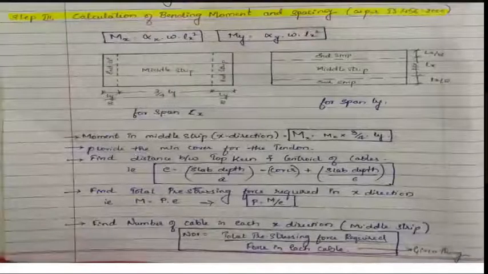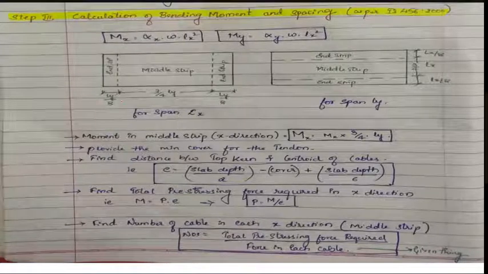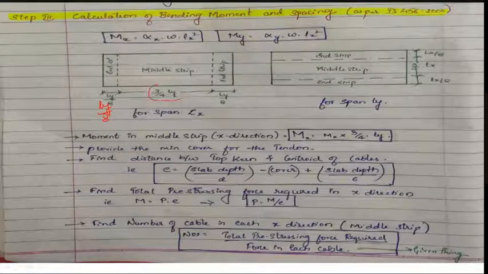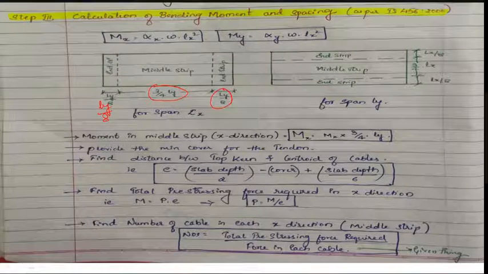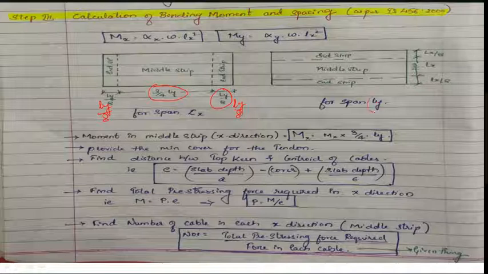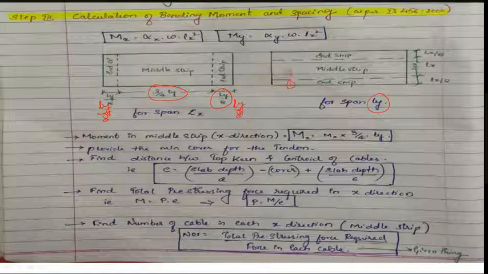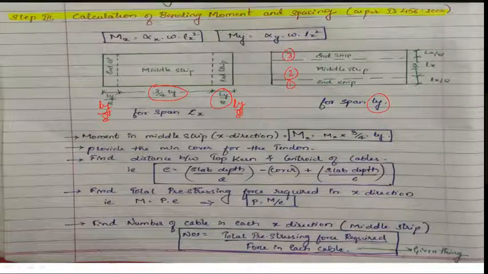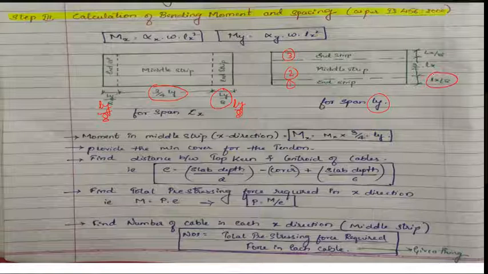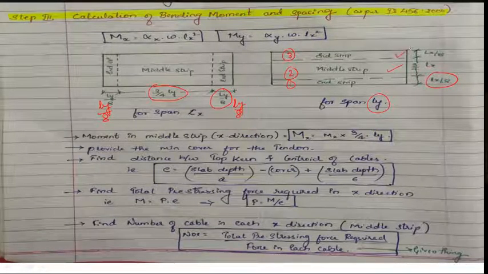For the shorter span, the end strip width is given by Ly by 8. For the middle strip it is given by 3/4 of Ly, and for the other end strip it is Ly by 8. Similarly for the longer span, that is Ly, it is divided into three parts: one end strip, middle strip and again end strip, whose width will be Lx by 8, the middle 3/4 of Lx, and the other end Lx by 8.